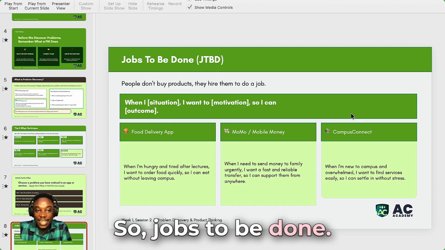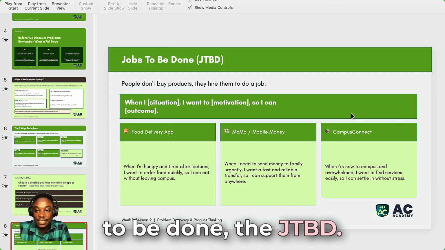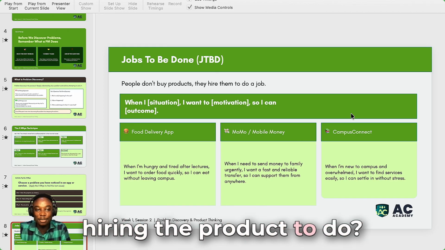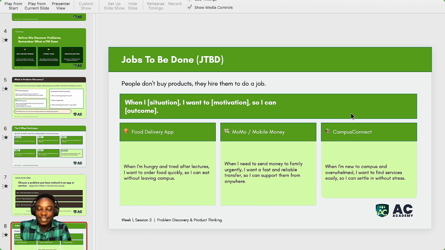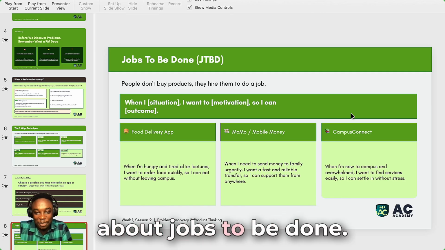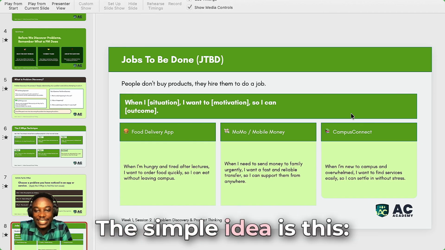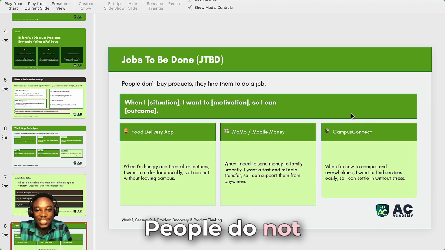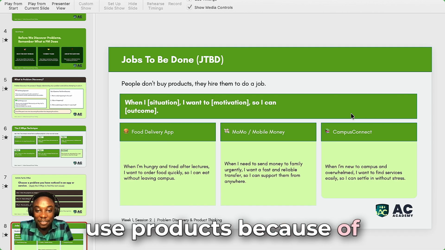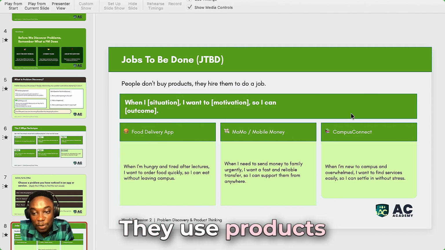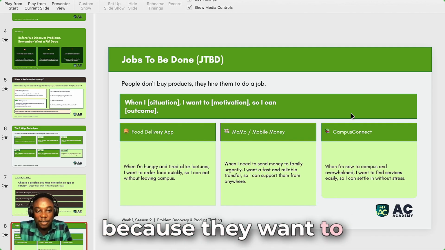So jobs to be done. We move on to jobs to be done. The JTBD. What job is the user hiring the product to do? Now let's talk about jobs to be done. Let's have a conversation. The simple idea is this: people do not use products because of the product itself. Actually, let me tell you a secret. They use products because they want to achieve something.